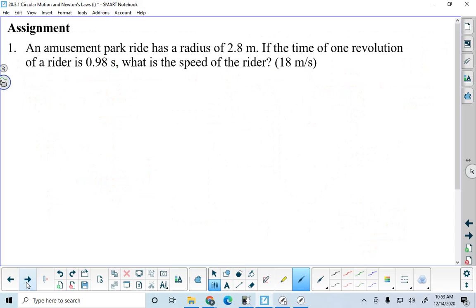There's an assignment here dealing with basically using these formulas. T equals the reciprocal of frequency, and V centripetal equals 2 pi r over T. You certainly do not have to do the textbook questions. Okay?